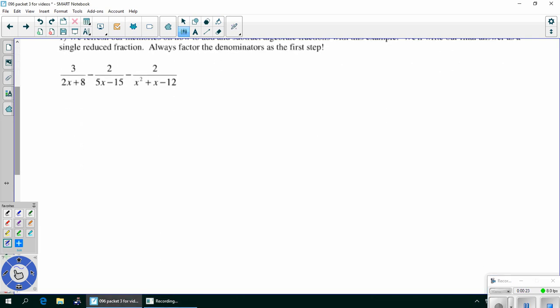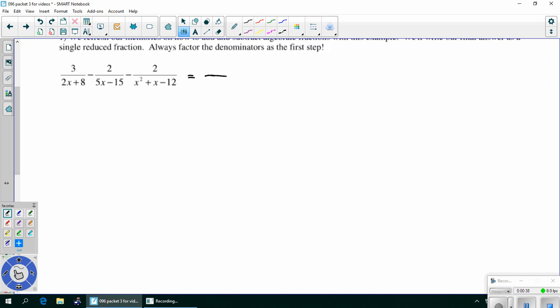Okay, let's take a look. I see three fractions all subtracted. So immediately I'm clued in. I need to get a common denominator. It's not multiplication or division. It's addition or subtraction. So common denominator is what we need, and that means factoring all these denominators first.